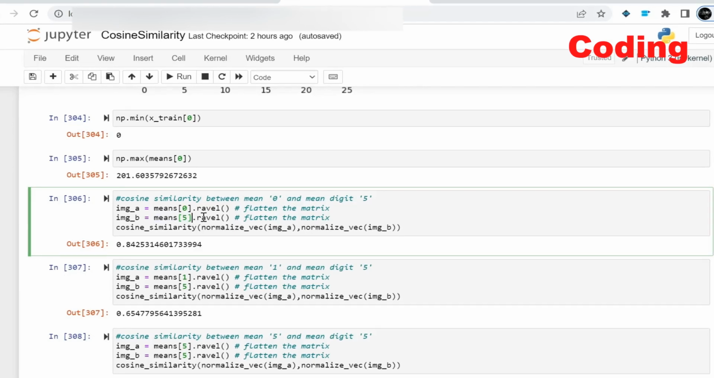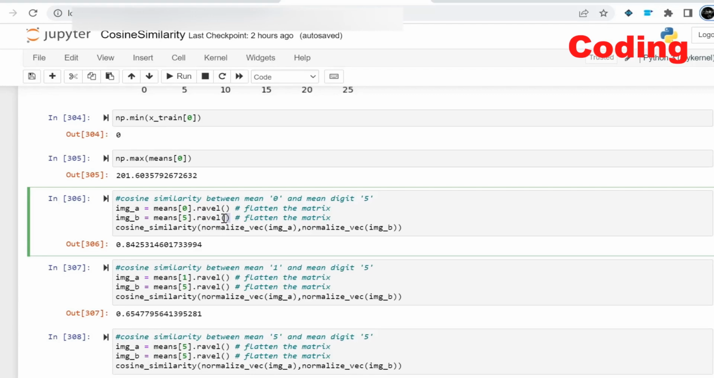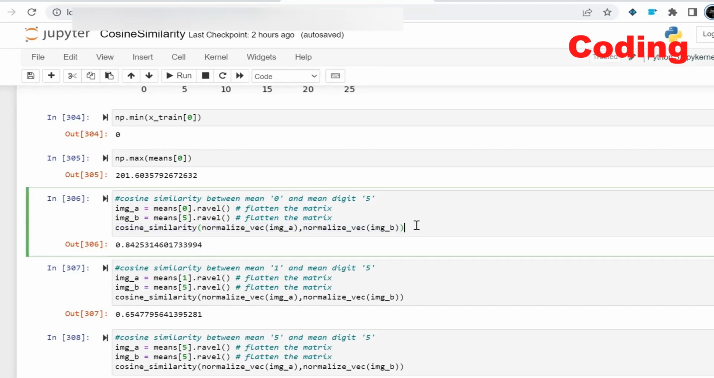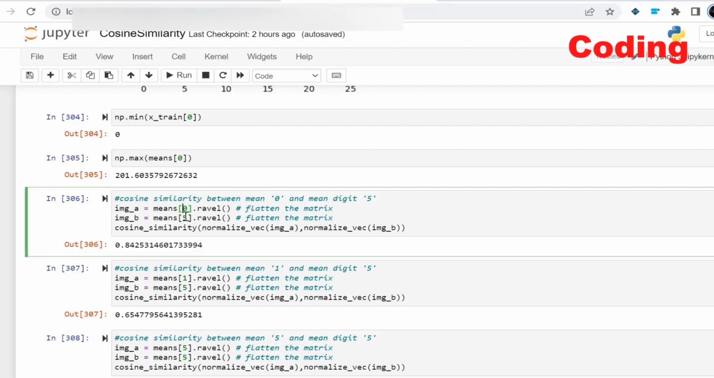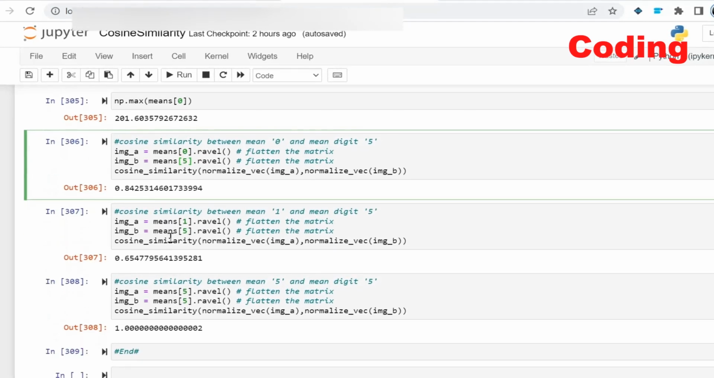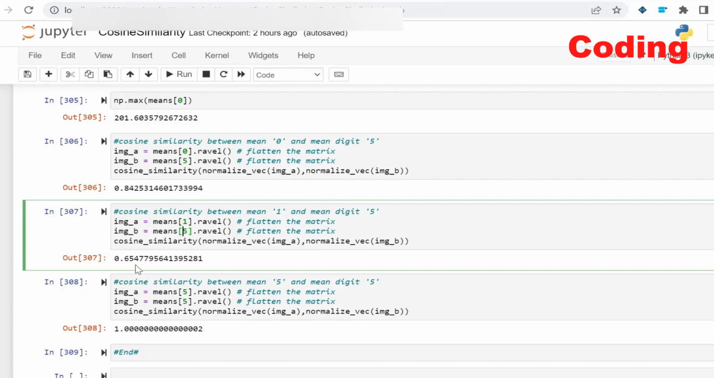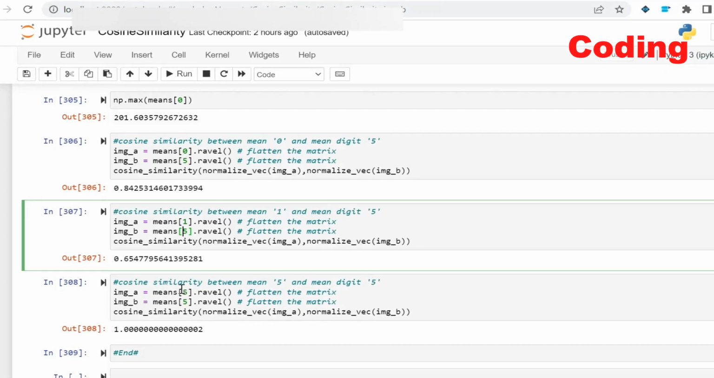We have two images, the images of 0 and 5. We have made them vectors and pass them first to the normalize vector function and then to the cosine similarity function. We can see the cosine similarity between digits 0 and 5 is 0.84. The cosine similarity between digits 1 and 5 is 0.65. We are trying to find the cosine similarity which is highest.